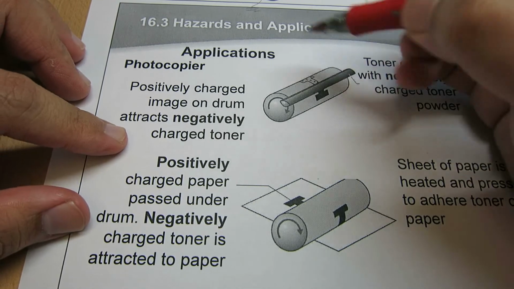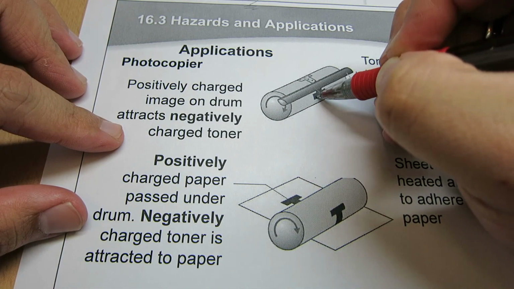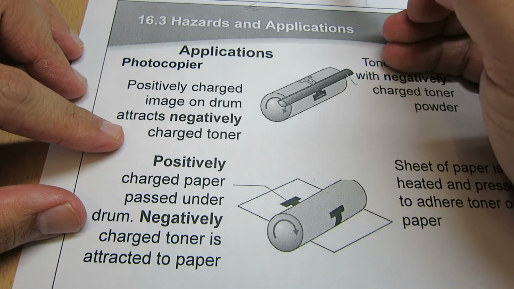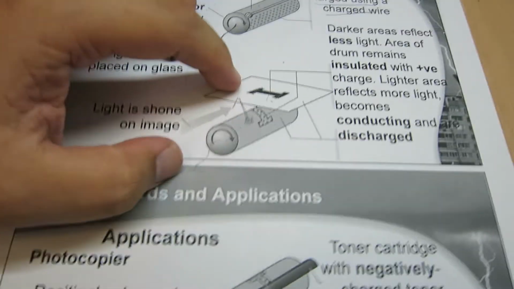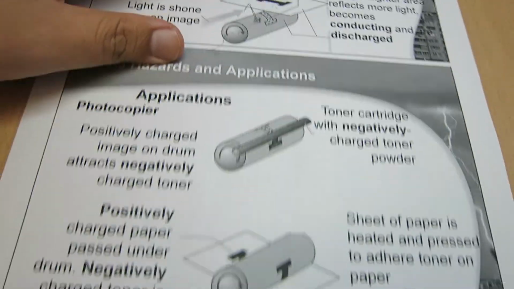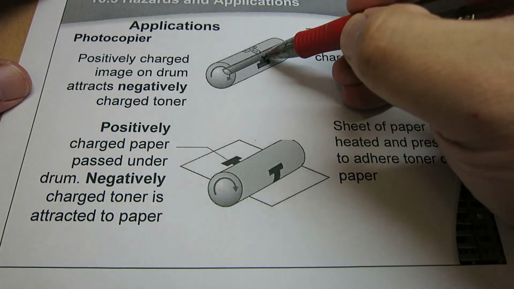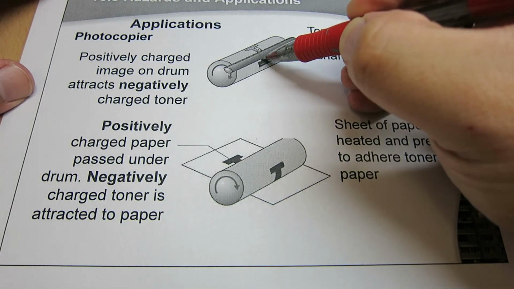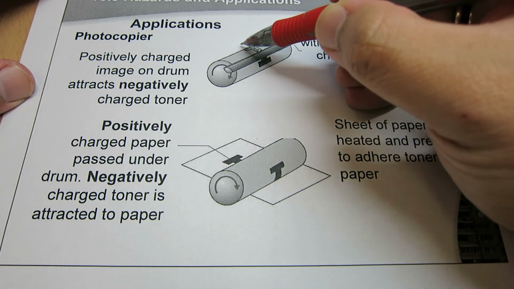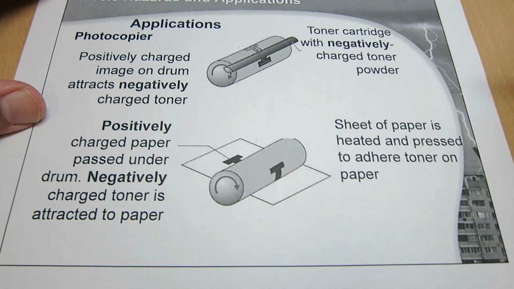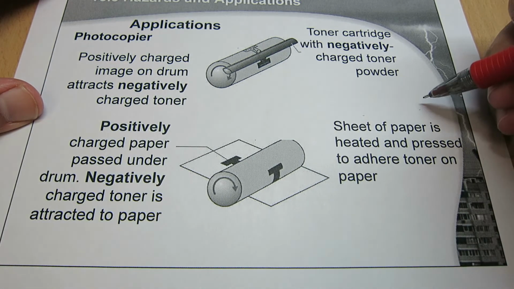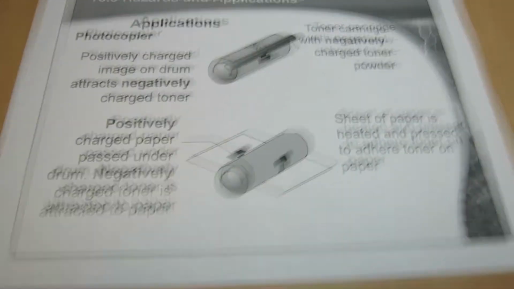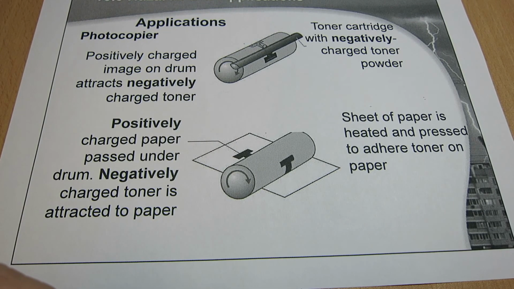So the toner will stick only to the places where the light did not shine, and the light did not shine because of it being dark, or the words are here. Because the light did not shine on it, the toner sticks to it. Then they run the paper over this, and the ink gets transferred to the paper, and that's how you get a photocopy of the paper that you want to photocopy.